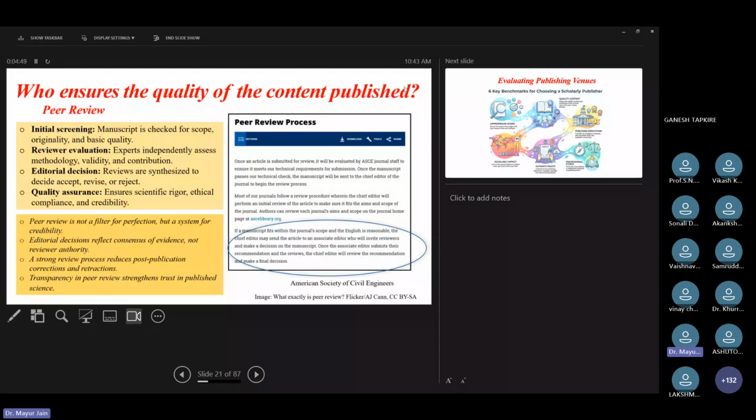Who ensures the quality of the content published? Now, this is very important. I think peer review is very important, right? If your publications are not getting reviewed, then it is very difficult to get your data published. Sometimes it is very rigorous, as I said, for one of my publications in the Journal of Cleaner Production, it took almost 5 to 6 revisions, and after 10 months of rigorous revision I got that publication.